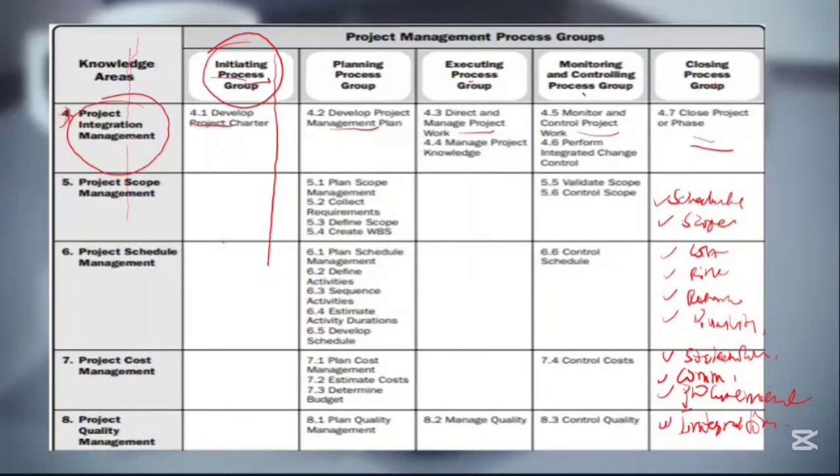What does it do? It gives you high-level understanding of the project. What does it do? It gives the project manager mandate. It's used to authorize a project. It is written by somebody above the project manager. So it could be a senior executive. It's not written by the project manager. We know the key components in there. These are some of the things that we need to know.